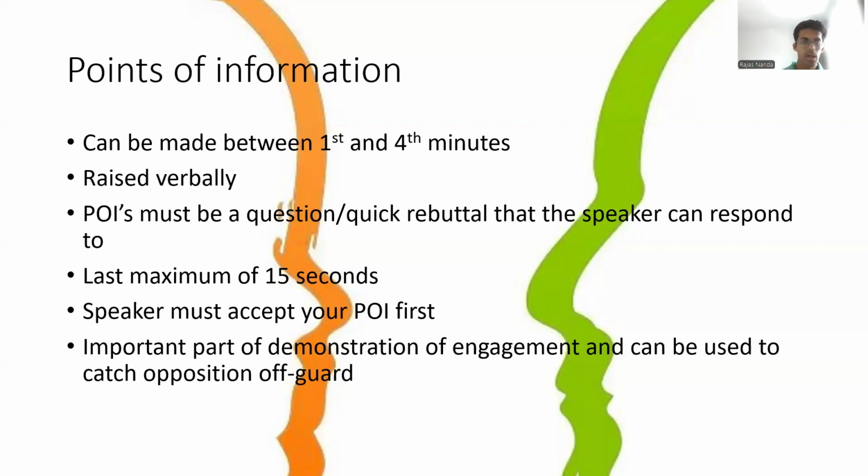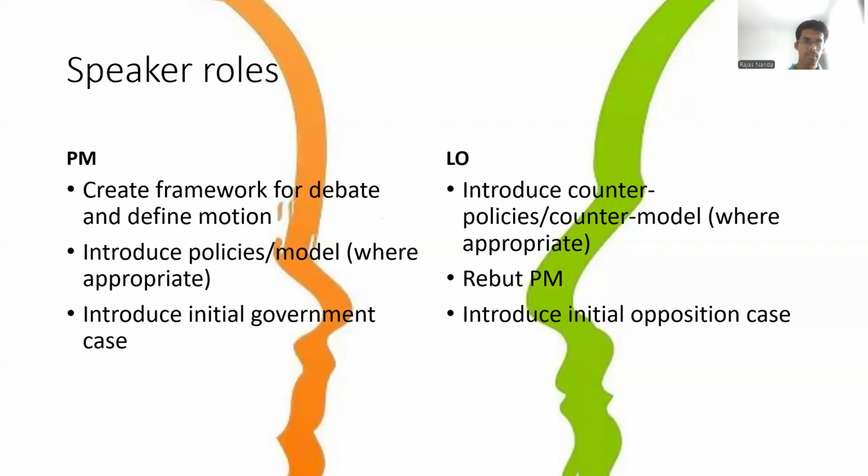Okay. Overall, the point of a POI is to engage with the speaker more spontaneously and possibly catch the opposition off guard. So they're probably not expecting it. They won't always know how to answer your question. And if they don't effectively answer it, that's quite damaging for their case. Hopefully that makes sense, but it'll be much clearer if there are a few more examples during the practice debates themselves. And I do encourage you to take and deliver POIs.